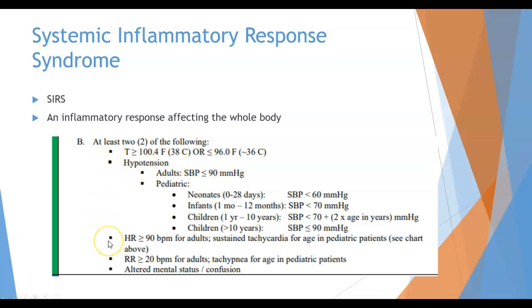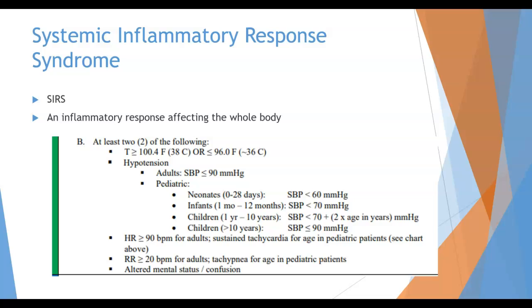Heart rate, greater than 90. The thing about heart rate for anybody is that it needs to be sustained. When we have it for adults and their heart rate's greater than 90, and they tend to fluctuate, I know here it says sustained tachycardia for age in pediatric patients, just realize that if someone just ran a marathon, they're probably going to have SIRS because they just did a 26-mile insult to their legs, right? So that is what it is.